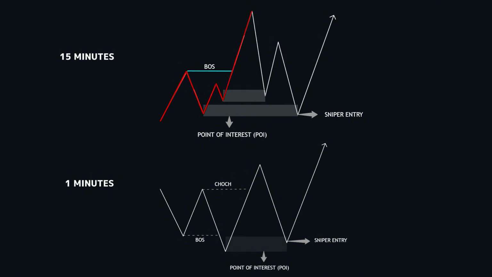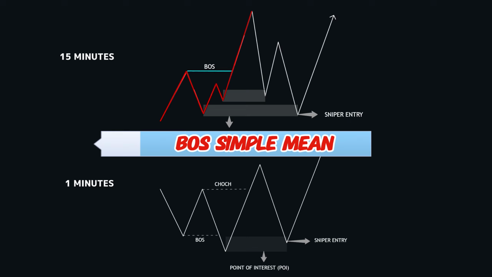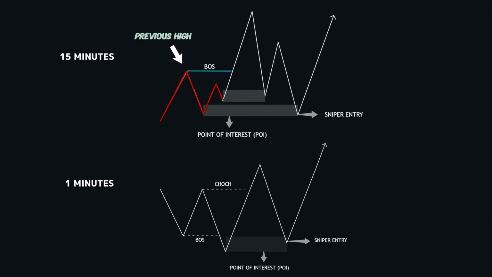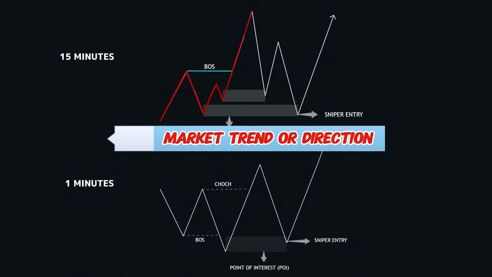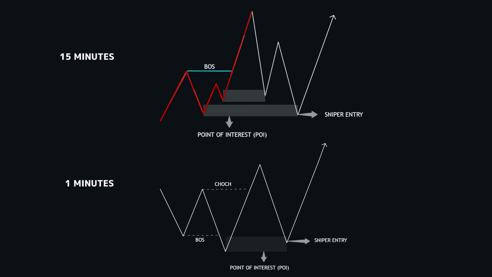The first thing you need to do is look for a break of structure. A break of structure simply means that price has broken above a previous high or below a previous low. We always trade with the market's direction, not against it. If the market has already shown you where it wants to go, your job is to follow it.